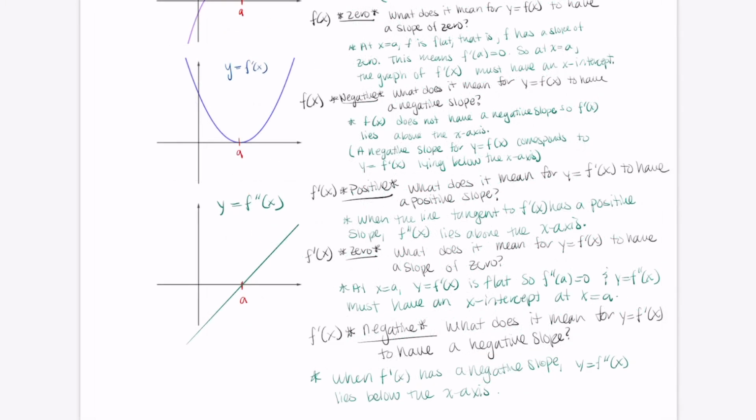Okay, so now that you've paused your video, you should have written a sentence that is really similar to this one here. That is, when we answered the question, what does it mean for y equals f of x to have a negative slope? A negative slope for y equals f of x corresponds to y equals f prime of x lying below the x-axis. Similarly, what does it mean for y equals f prime of x to have a negative slope? Well, when f prime has a negative slope, the graph of the second derivative, that is y equals f double prime of x, lies below the x-axis, and you can see that here.